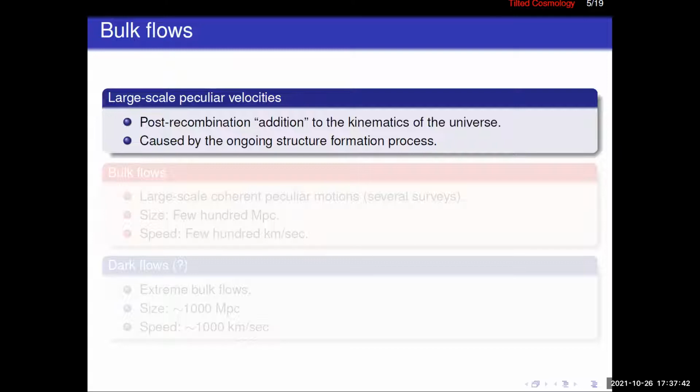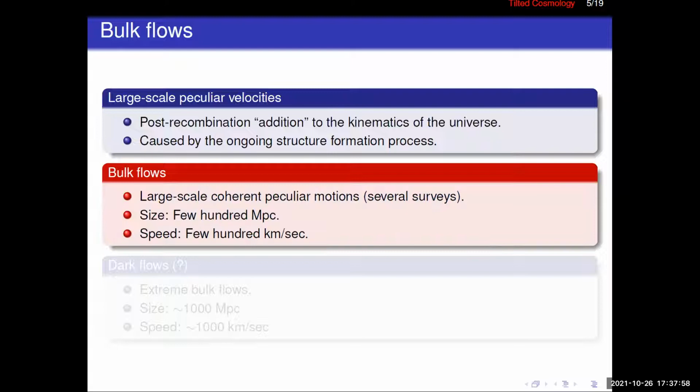So these are the large-scale peculiar velocities that we will try to take into account in this analysis. We believe that they are a recent addition to the kinematics of the universe after recombination, triggered by structure formation. These are the so-called bulk flows. They have typical sizes of a few hundred megaparsecs and speeds of a few hundred kilometers per second.